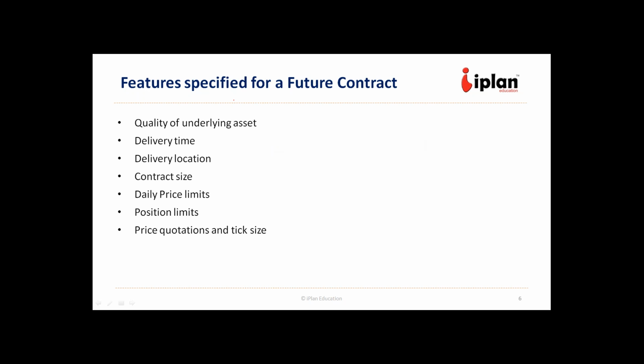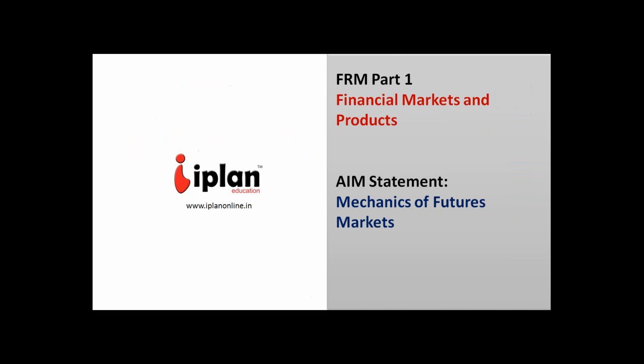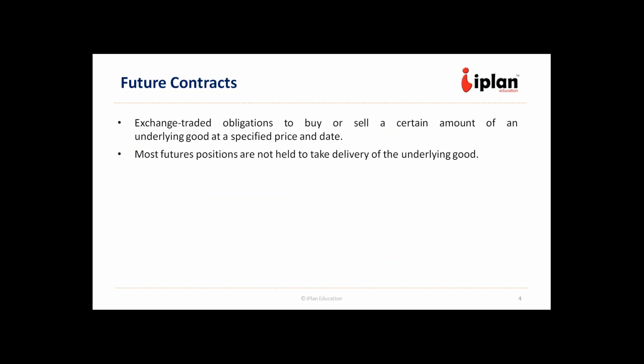Now, we are discussing the mechanics of the futures market. In the last class we also discussed the futures contract, and understood that in a futures contract we can go for a long or a short position. Long means you buy first and sell later on. Short means you sell first and then buy later on.